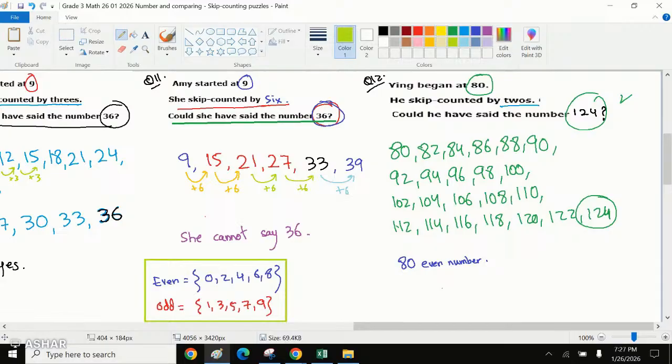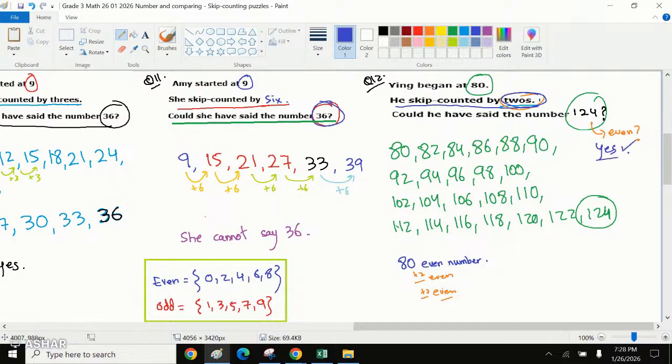Let's see if 80 was even in the case where we are skipping by twos. This is only applicable when we are skipping by twos, right? That means we plus two, the next number is again even. Plus two, again even, right? Agreed? So what we need to see is, is 124 even? If 124 is even, that means if we skip count by twos, it would be true. Yes, it will be true.